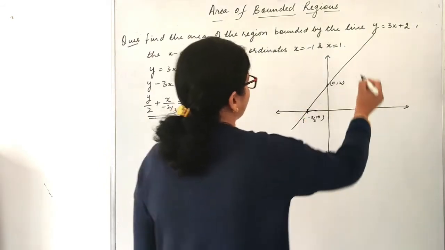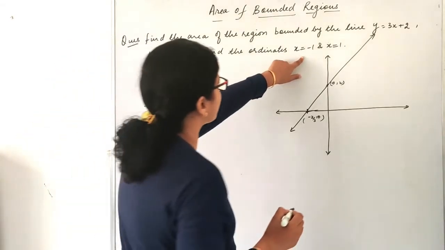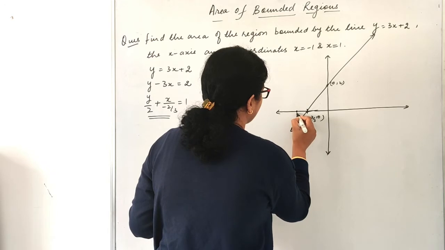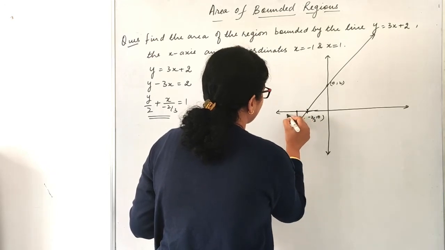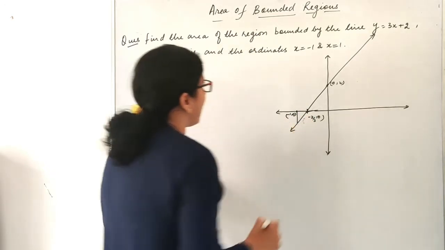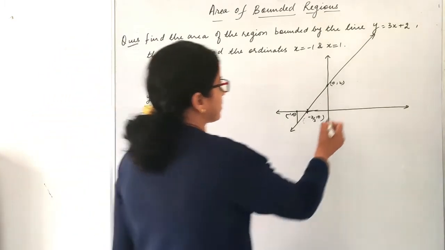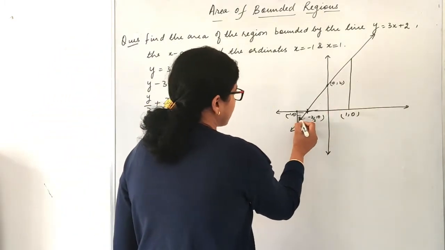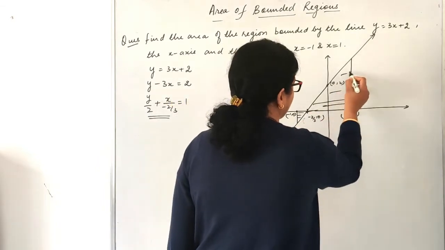So this is the line. Next it is given x equals to minus 1, right? So somewhere here will be x is equal to minus 1. This will be the line. Okay, so minus 1 comma 0. And next is x is equal to 1. So somewhere here will be x is equal to 1. So my bounded area is this region and this region.